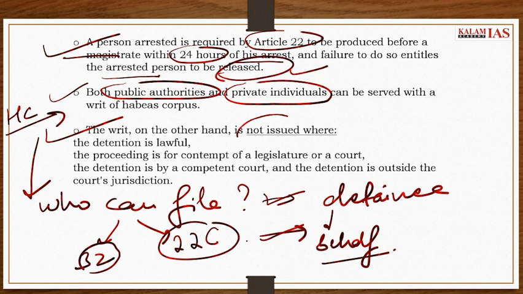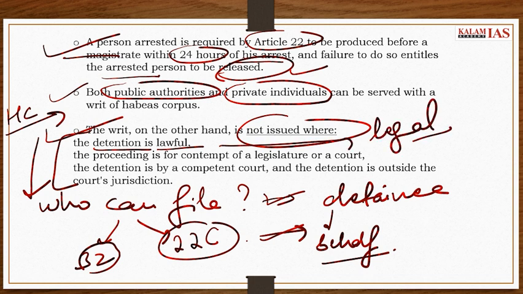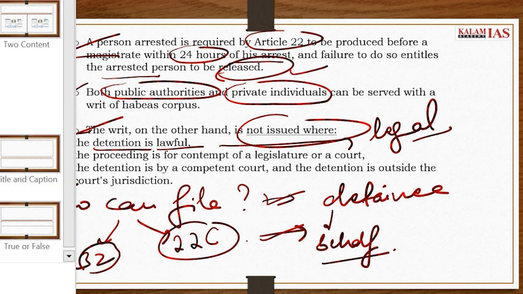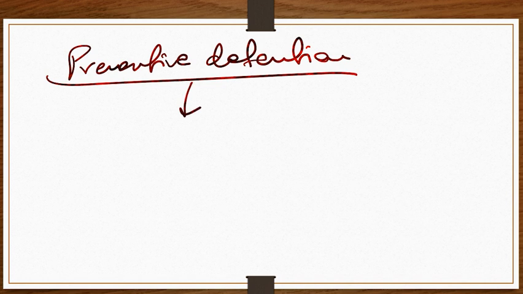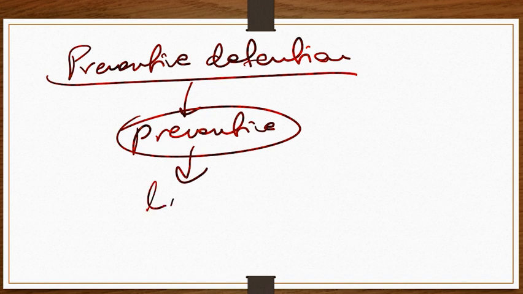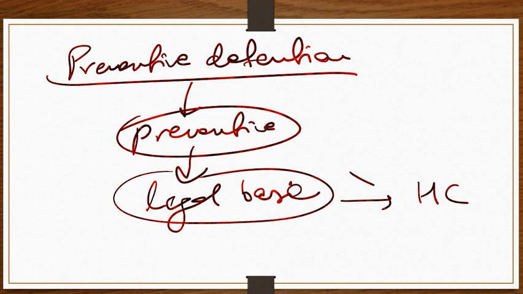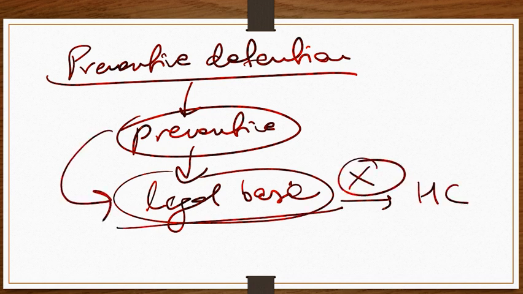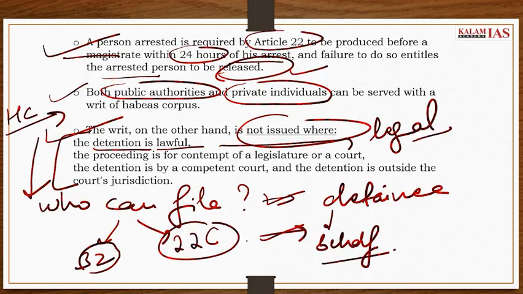Now, the writ is not issued in cases when the detention is lawful, when the detention is proved to be legal. In that case, you cannot issue the writ. For example, there is a case of preventive detention. We all know that is when you detain a person as a preventive measure. That person has not done a crime, but he has been detained as a preventive measure. Now, if this detention is found to have a legal base, then you cannot issue the writ of habeas corpus. So if the detention is lawful, you cannot issue the writ.